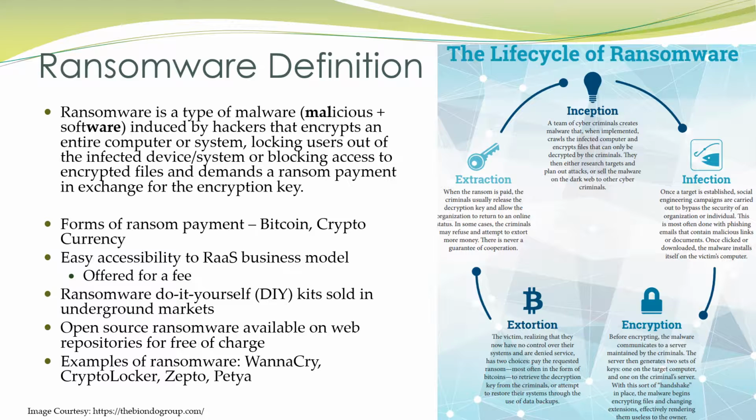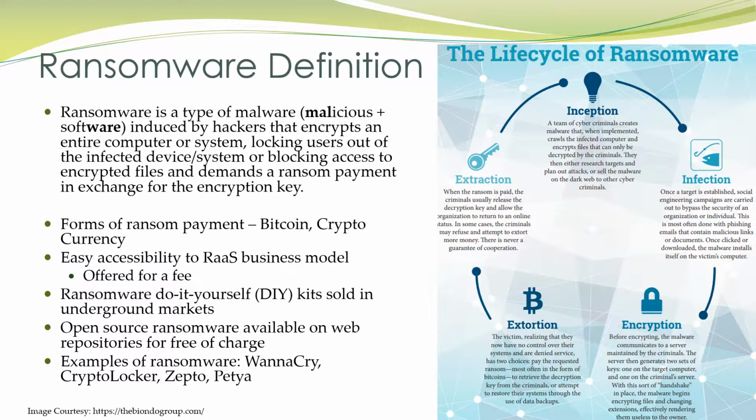Why is this on the high rise? This is probably because of easy access to a business model called RaaS, otherwise known as ransomware as a service, which is offered for a fee on the dark web. There are also do-it-yourself kits that are now sold in underground markets. There is also free open source ransomware code available on web repositories. Some of the major ransomware attacks that happened during 2017 to 2018 were WannaCry, CryptoLocker, Zepto, and Petya.